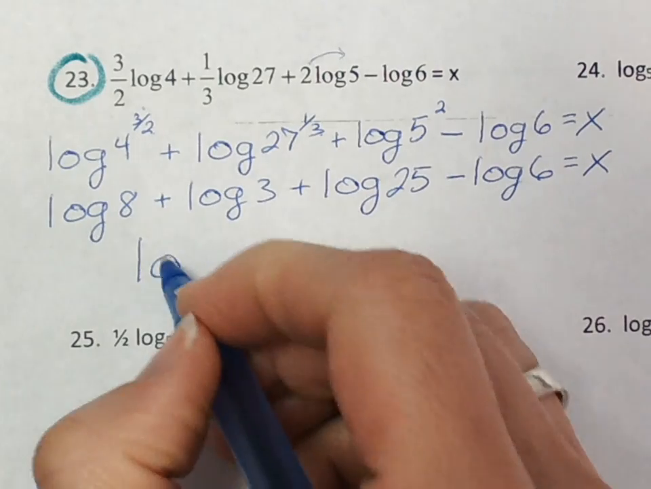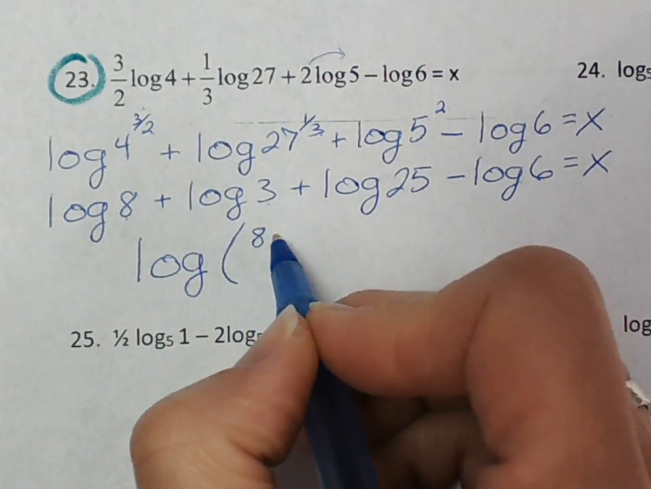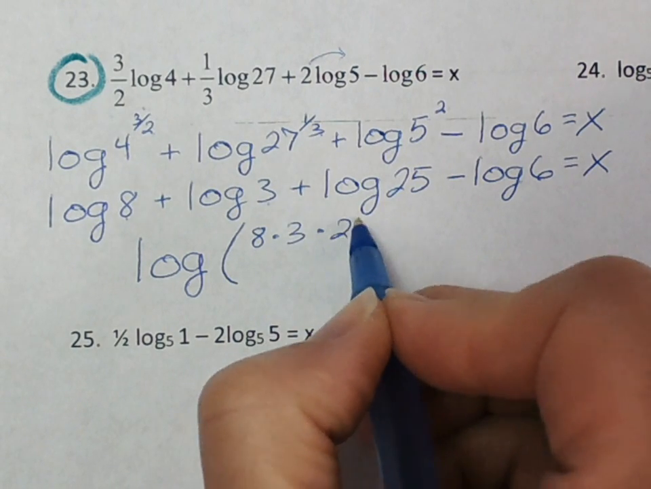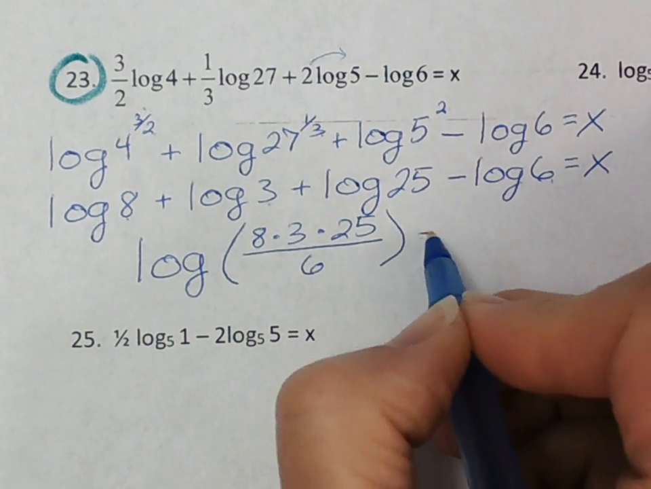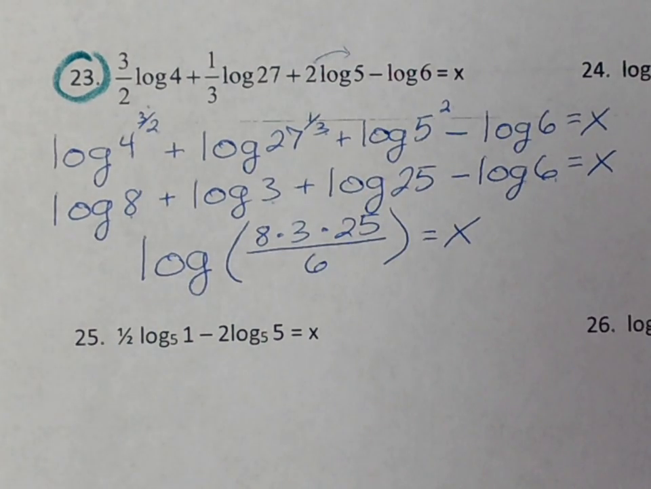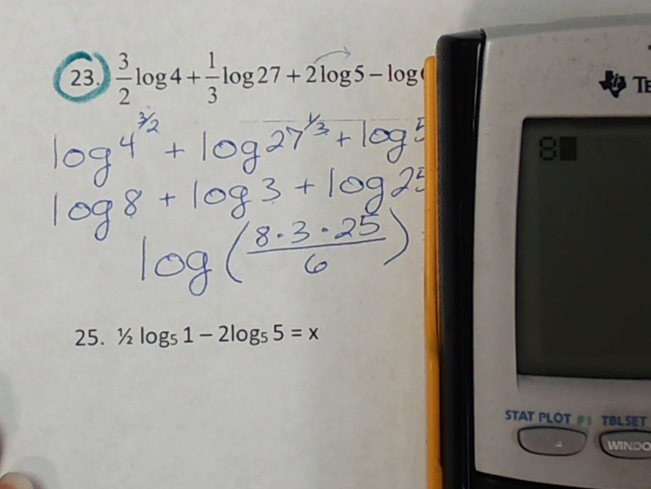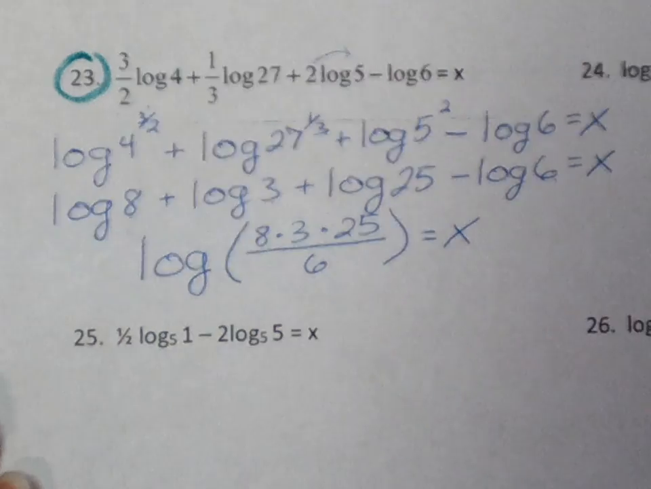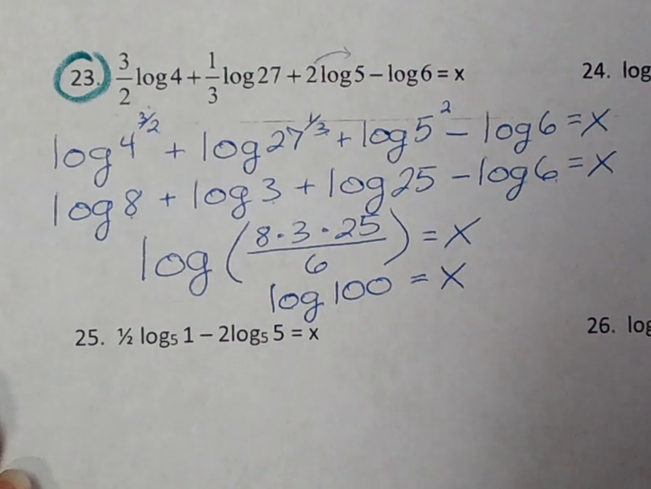So this is going to turn into log, I'm going to multiply the 8 times the 3 times the 25. That's all going to be in the numerator. So 8 times 3 times 25 divided by, I've got my little 6 over here, equals x. I think it's going to equal 100, but I'm not totally sure. So if I go 8 times 3 times 25, and then 600 divided by 6 does give me 100. So that's going to be log of 100 equals x.